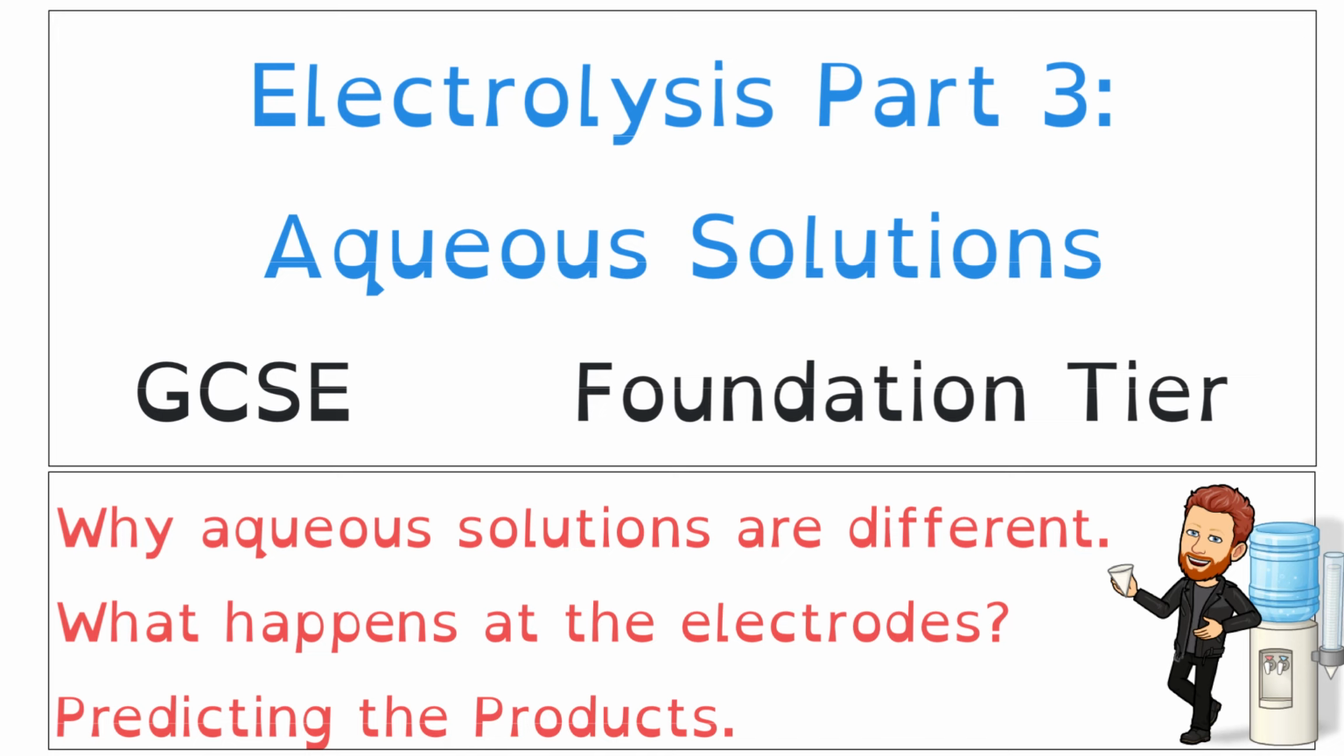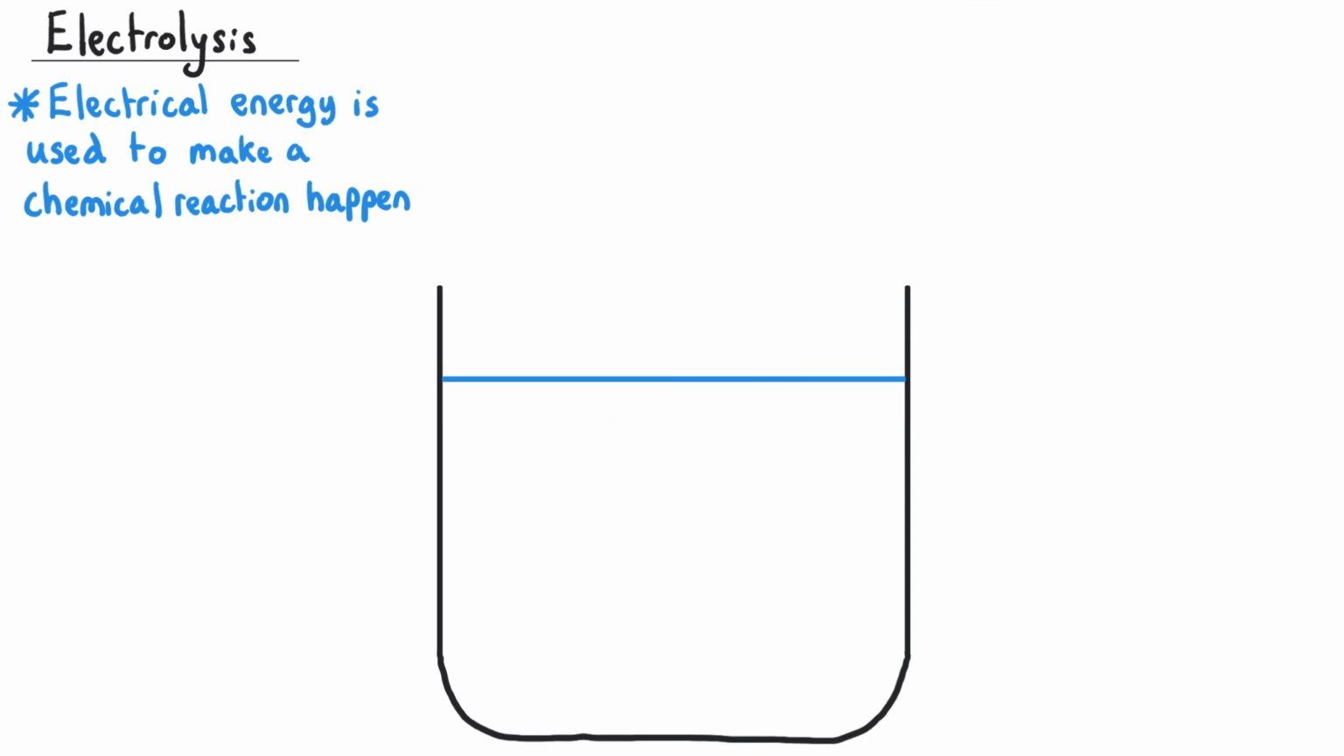Hello and welcome to this GCSE Chemistry video about electrolysis of aqueous solutions. We're going to start by looking at what makes aqueous solutions different to molten electrolytes, then focus in on what happens at the electrodes, and finish by exploring how we can predict the product of electrolysis of aqueous solutions.